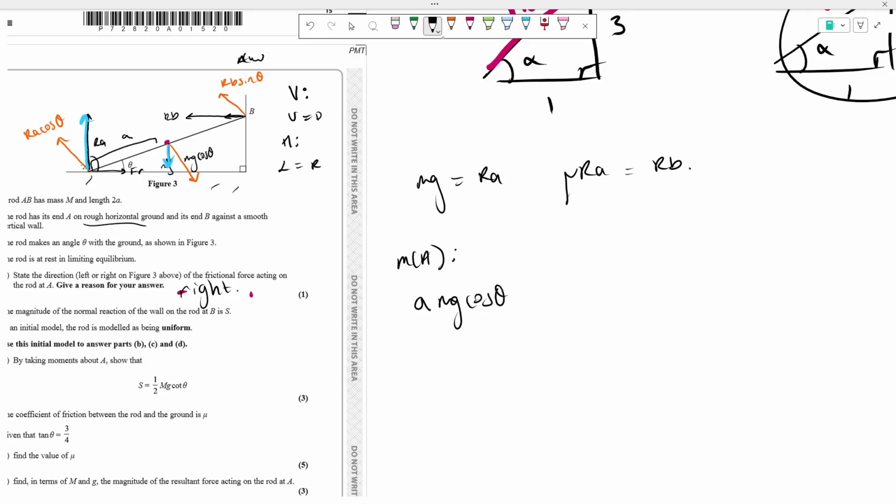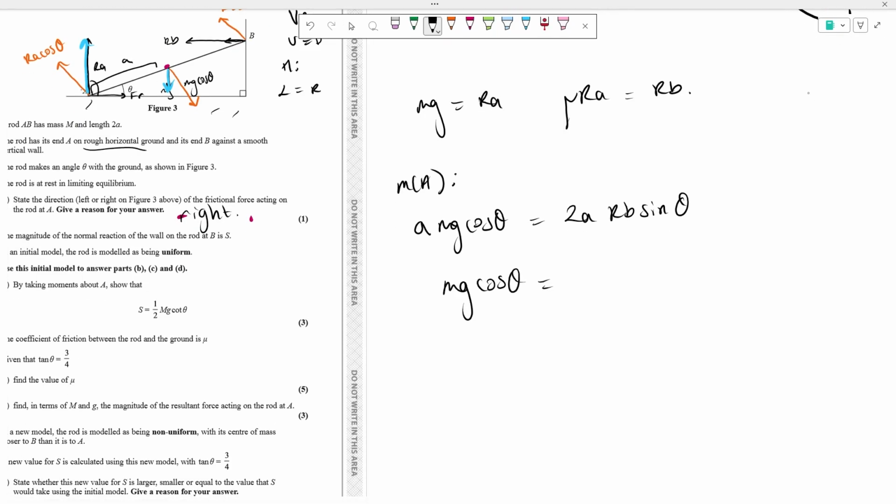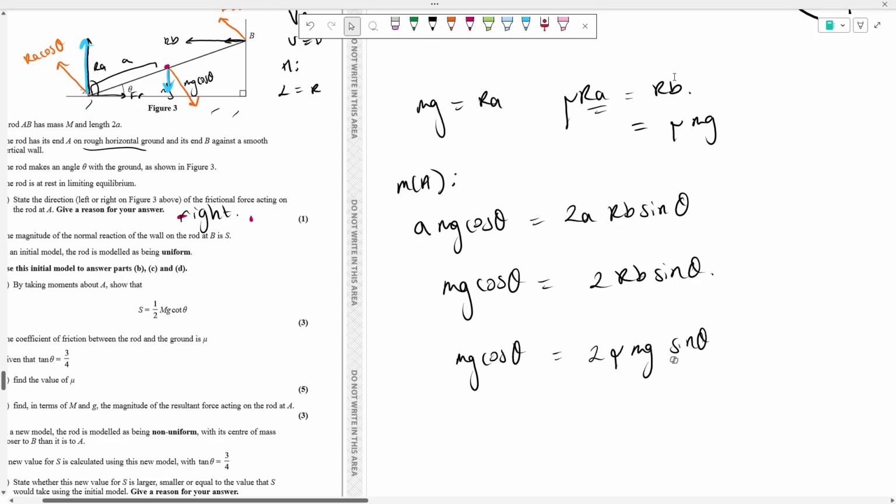And that equals, therefore, our distance, which is 2a because right to the end, 2a Rb sine theta. Perfect. I'm going to cancel out the a, so this gives me mg cos theta is equal to 2Rb sine theta. Well, I know that Rb is the same thing as mu mg even, because I know Ra is equal to mg. So I'm going to rewrite this equation as: mg cos theta is equal to 2 mu mg sine theta. I'm just going to try to simplify this as much as I can, to be honest. And let's continue to simplify.